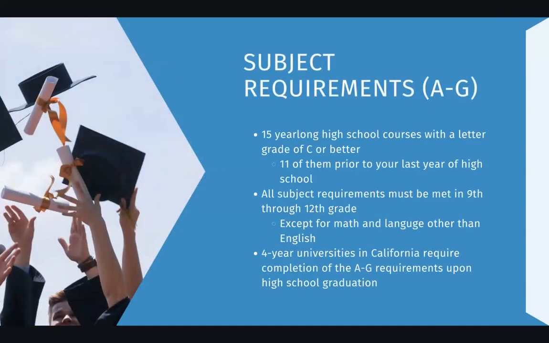So the subject requirements, or the A through G requirements, are 15 year-long high school courses that you have to complete with a letter grade of C or better. And 11 of these classes need to be completed before your last year of high school. These subject requirements need to be met in 9th through 12th grade, and there are some exceptions. So math and language other than English are some of those exceptions, and we'll go into that more in depth when we go through that certain category. And these requirements are used for four-year universities in California that require the completion of these A through G requirements once a student graduates.